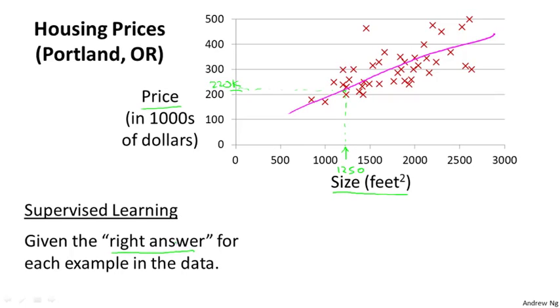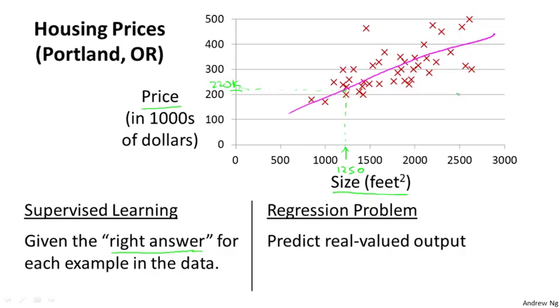and it's supervised learning because we're given the "right answer" for each of our examples. Namely, we're told what the actual price was that each of the houses in our data set was sold for. And moreover, this is an example of a regression problem, where the term regression refers to the fact that we're predicting a real value output, namely the price.